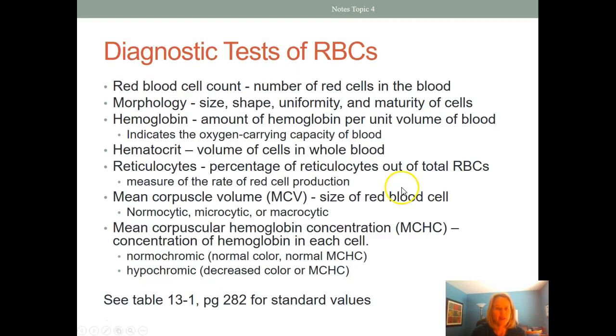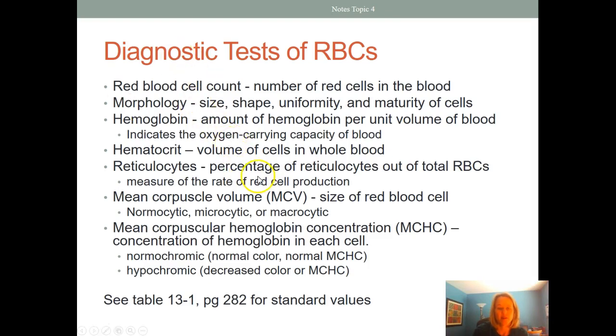So let's look at the diagnostic tests of red blood cell. Red blood cell count, this refers to the number of red blood cells in the blood. Morphology refers to the size, shape, uniformity, and how mature those cells are. Hemoglobin, the amount of hemoglobin per unit volume of blood, and this can give us an indication of the oxygen carrying capacity of the blood. Hematocrit is the volume or percentage of whole red blood cells in the whole blood.